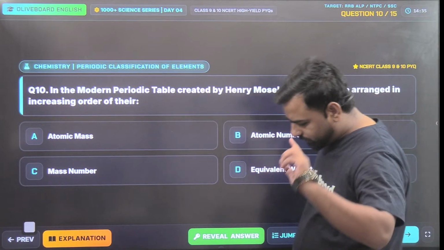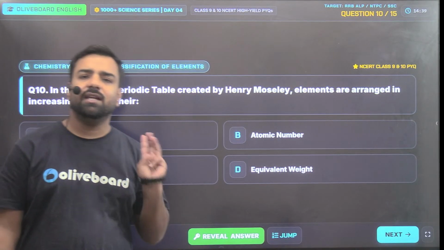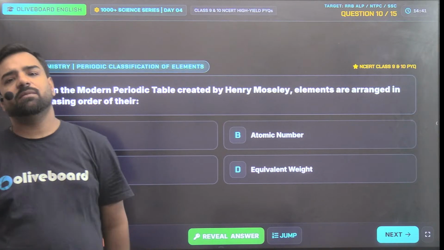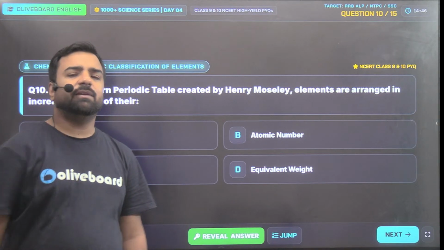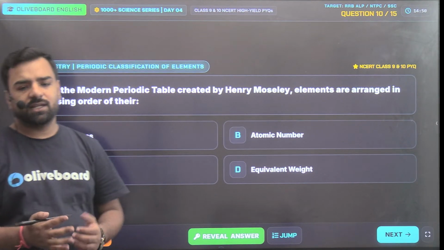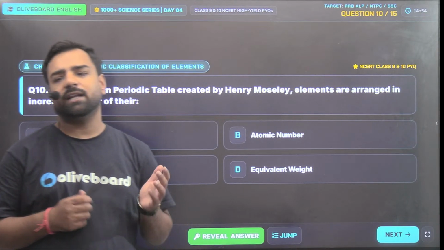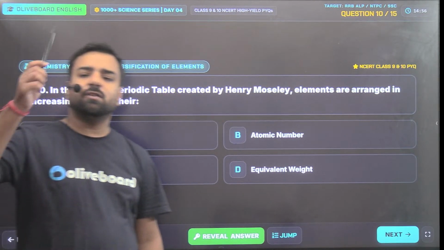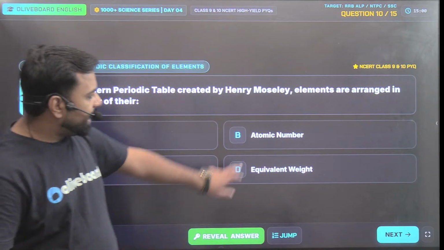Dobereiner's triads were in the increasing order of atomic mass, where 3 elements were arranged in a group. Then Newlands came. Again, every eighth element was repeating its own property. So there also the atomic mass concept was there. And in the case of Mendeleev also the atomic mass concept was there. But in the modern periodic table, that is Henry Moseley's table, atomic number was used.